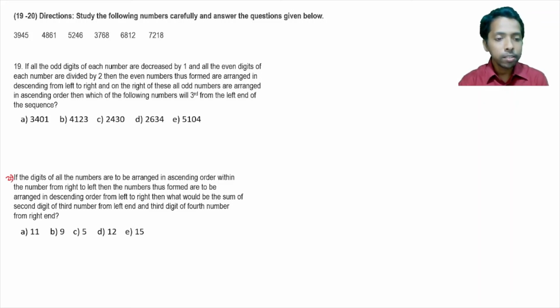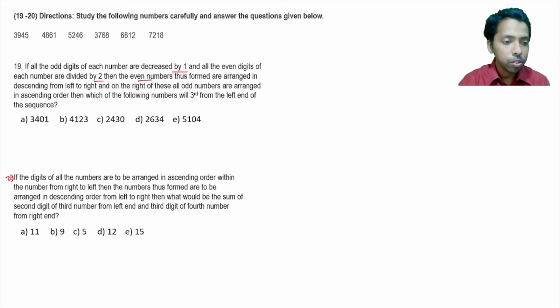If all the odd digits in each of the numbers are decreased by 1 and all the even digits of the number are divided by 2, then the numbers are arranged in descending order from left to right, even numbers first. After doing this operation, whatever even numbers come, we have to arrange those in descending order from left to right, and then we have to arrange the odd numbers in ascending order at the right hand side, right? That is common. So odd numbers decrease by 1 and the even numbers divided by 2.